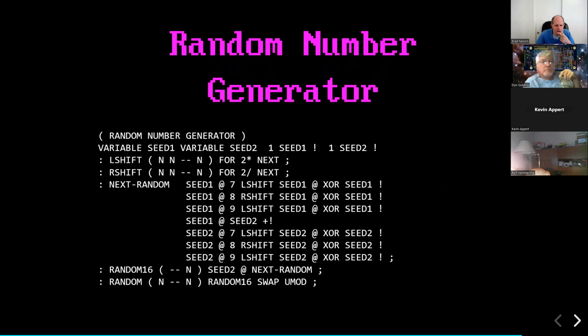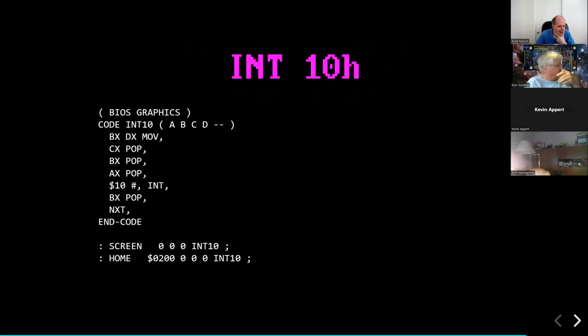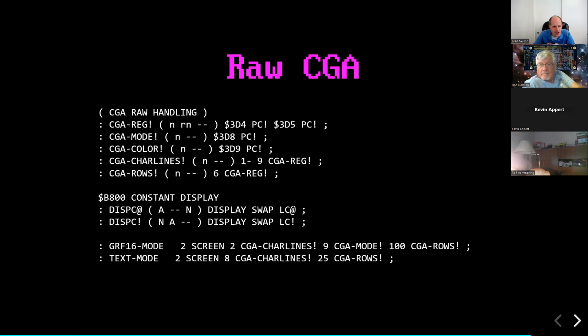So I added a random number generator because I was going to need that. I added some code to switch the BIOS modes and switch into the different modes there. And then I added some code for manipulating those registers that we talked about earlier, the different CGA registers. In particular, there's this graph 16 mode, which uses the BIOS to put it into text mode, and then sets up the 2 character lines, and then sets the number of rows to 100. By the way, you might be curious. Actually, never mind. I'll talk about that when we do the demo.